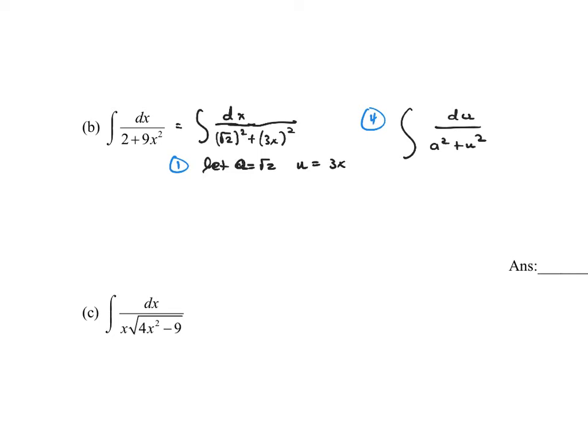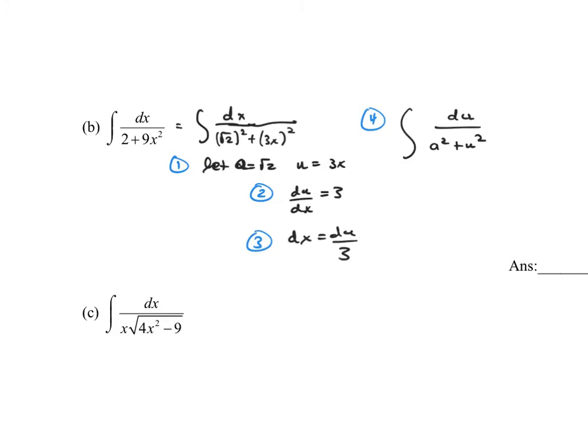We know what a is. That's perfectly fine. We have that working out. But we need to find the derivative of u with respect to x. So du dx in this case would be equal to what? 3. So step 3 would be solve for dx. That would be du over 3.